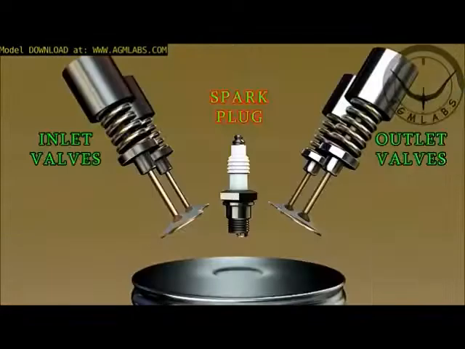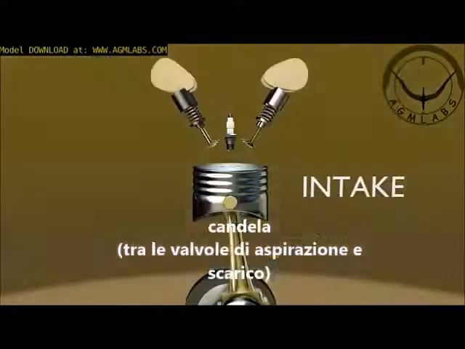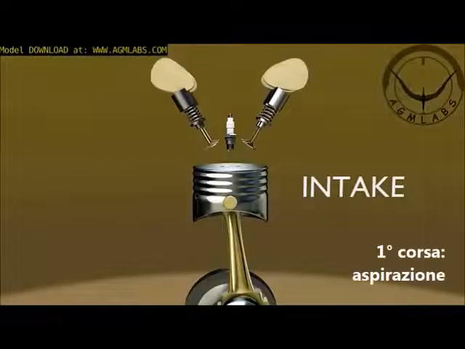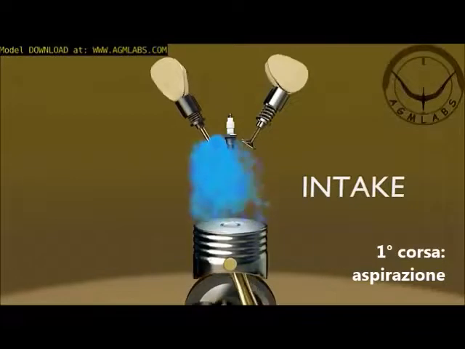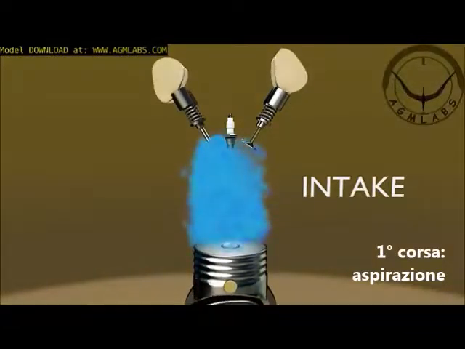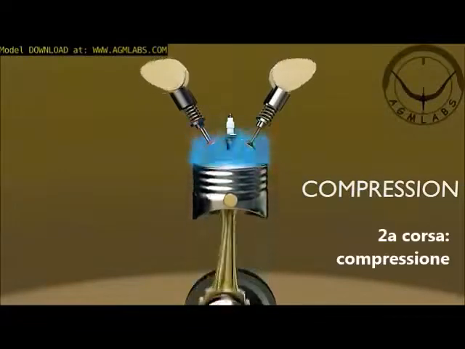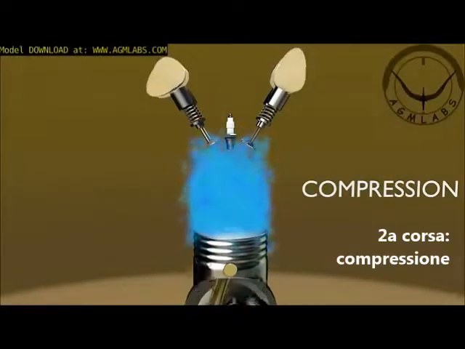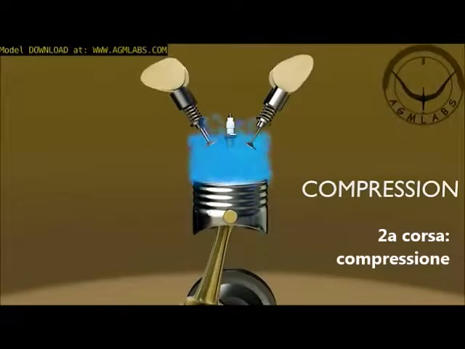Let's now take a look at how the combustion creates the piston's motion. First, intake stroke. The inlet valve is opened, and the fuel-air mixture is drawn in, as the piston travels down. Second, compression stroke. The inlet valve is closed, and the piston travels back up the cylinder, compressing the fuel-air mixture.